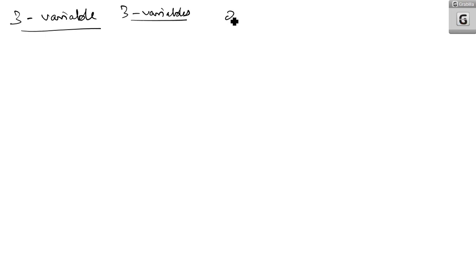Okay, so coming to the three variable K-map. It has three variables. Therefore, the number of possible combinations is 7, that means you have 2 raised to 3 minus 1. The number of possible combinations is 7.